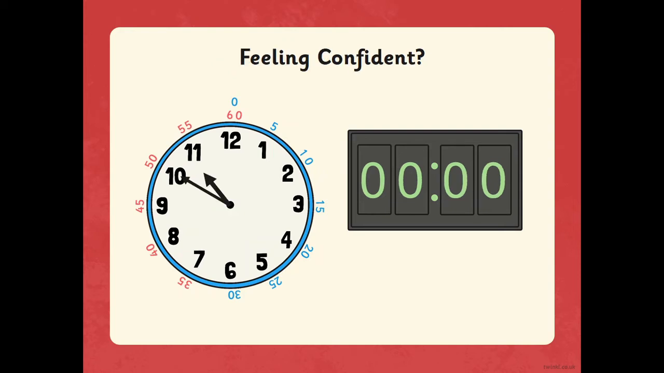And then have a go at this one. Think about the hour hand first. What hour are you in? Then think about the minute hand. How many minutes around the hour has it gone? And the time is 10:50.